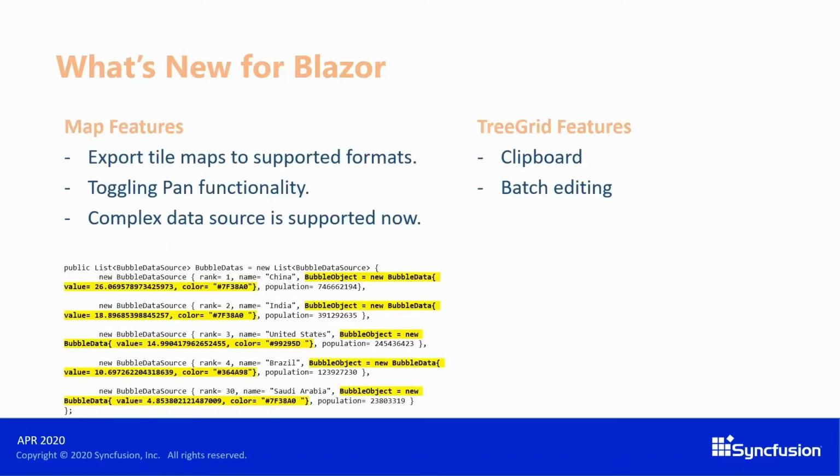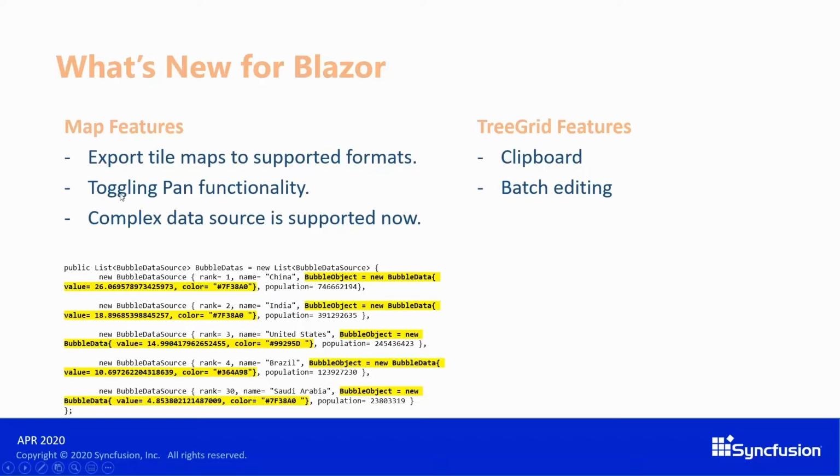And now I'll let you know some of the important updates on the maps and tree grid components. So to the map component, we have made improvements to the exporting feature. The exporting feature already existed, but now we have improved it. So you can export the maps rendered through providers like OSM, Bing, or Google. So now you can export those kinds of maps to the supported image and PDF formats.